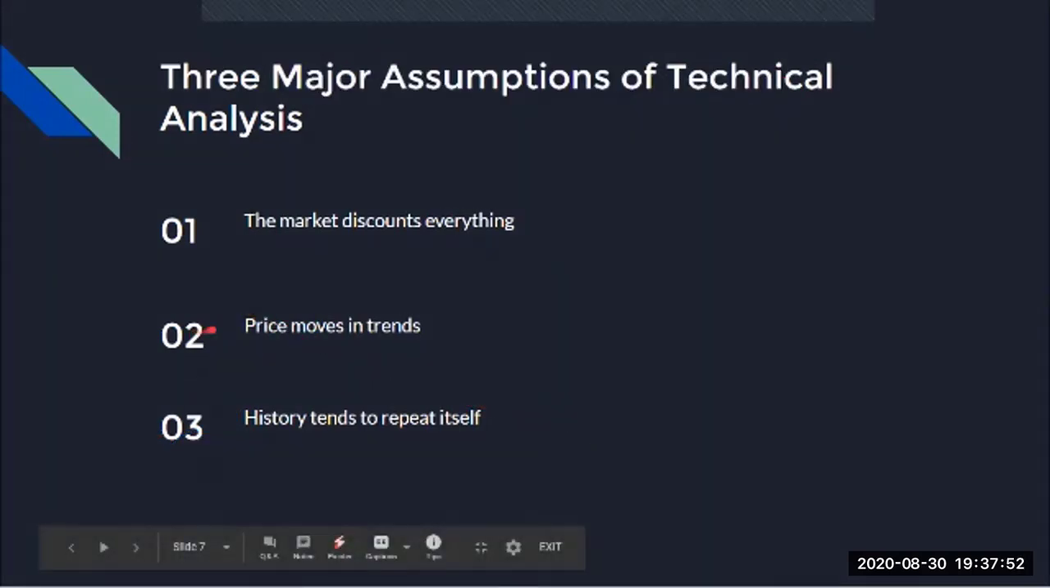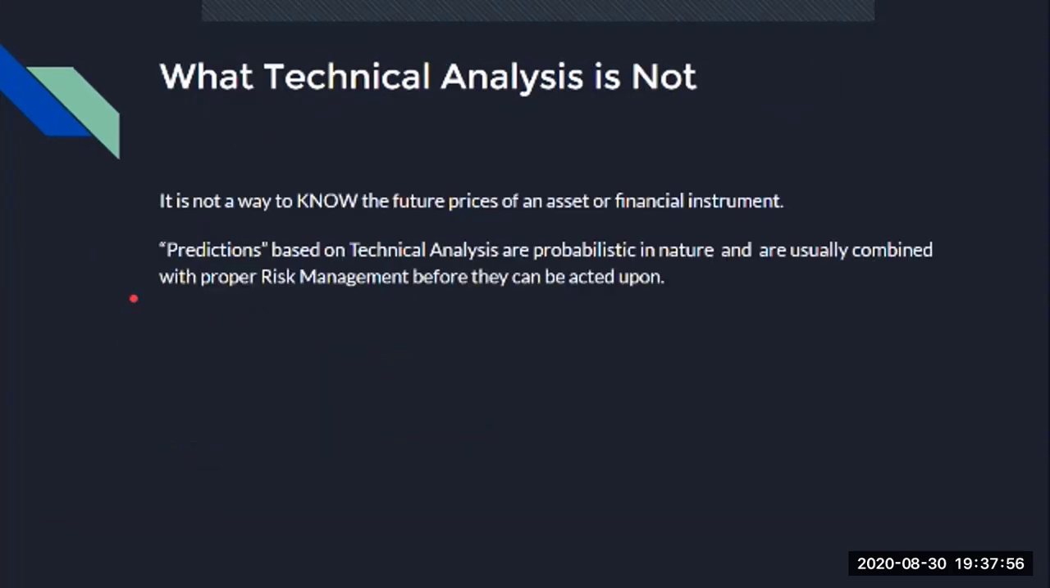Basically, okay, let's move on. I think that should be clear. So now let's really look at what technical analysis is not. Technical analysis, as used by investors and traders, is you're looking at the history of price to try and predict the future. But this is like a disclaimer. Technical analysis is not a way to know the future prices of an asset or financial instrument.